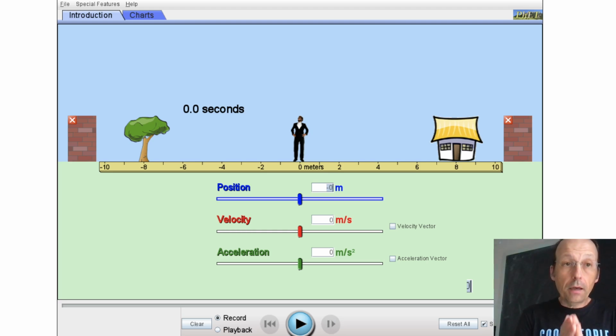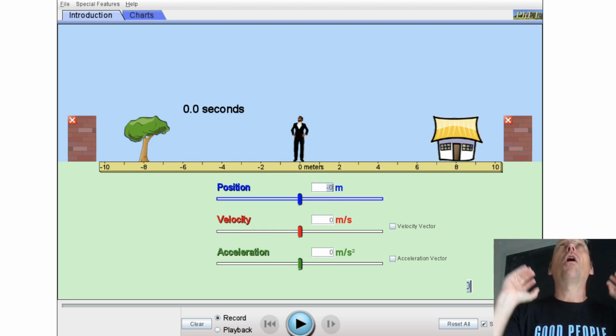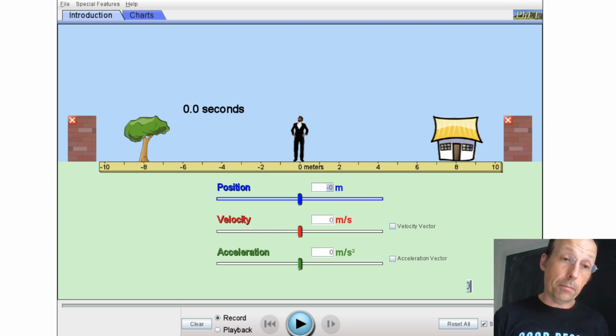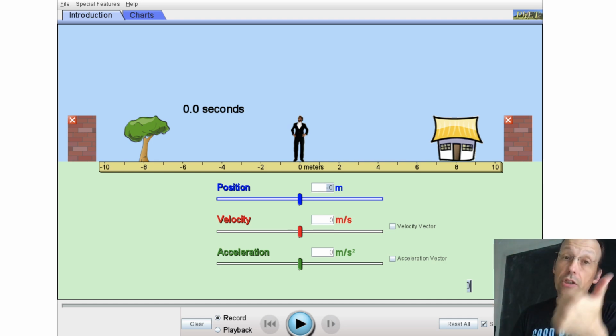Let's play with this simulator on PhET. Awesome site, PhET. I'll put a link down below. And let's use this to help us understand position, velocity, and acceleration graphs.